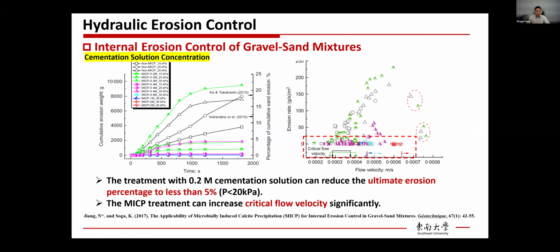Firstly, I looked at how MICP cementation solution concentration could affect the efficiency. The left-hand side figure shows the erosion rate versus time, and each color shows one MICP cementation solution concentration. The second figure shows the erosion rate versus the flow velocity. From these figures, we can see that the treatment with only 0.2 molar cementation solution could already reduce the ultimate erosion percentage to less than 5%. With higher cementation content, we can almost say no erosion. And also, if we talk about the critical flow velocity, which is the turning point in this graph, the MICP treatment could also increase the critical flow velocity significantly.